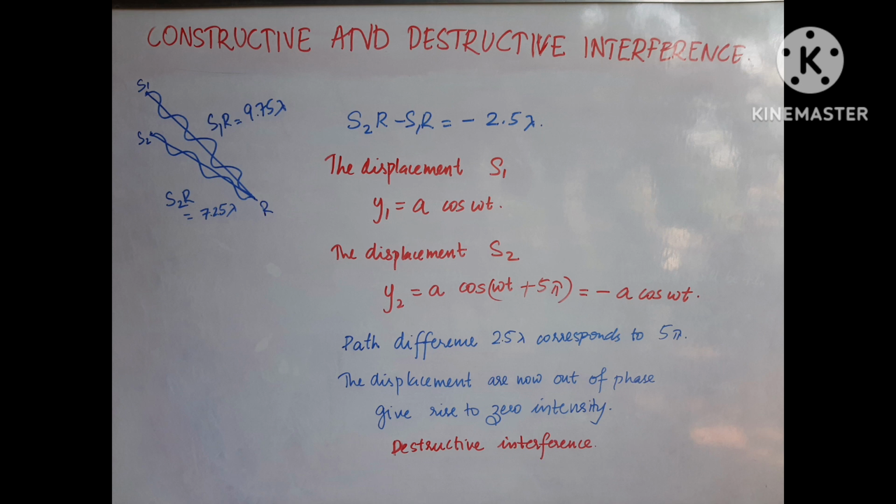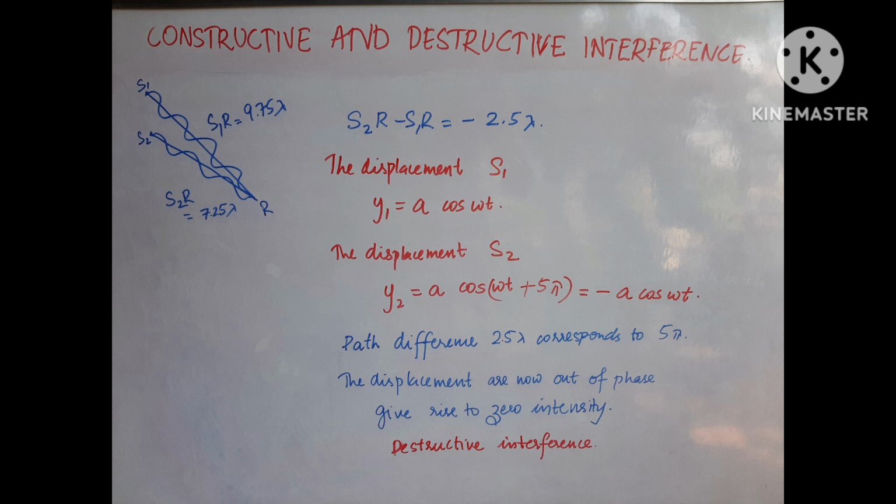At this point we are considering a point R where the path S1R is 9.75 lambda, and S2R, the path traveled by the second source wave, is 7.25 lambda. So the path difference is S2R minus S1R, that is equal to minus 2.5 lambda. So when we write the displacement, you can write y1 is equal to a cos omega t, and the displacement y2 is equal to a cos omega t plus 5 pi.